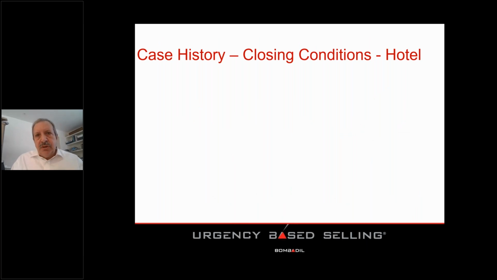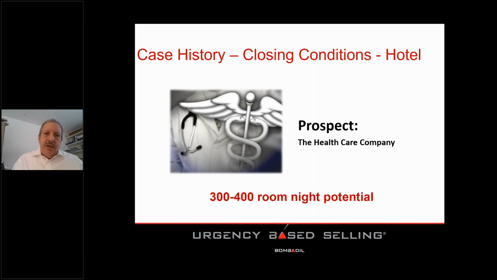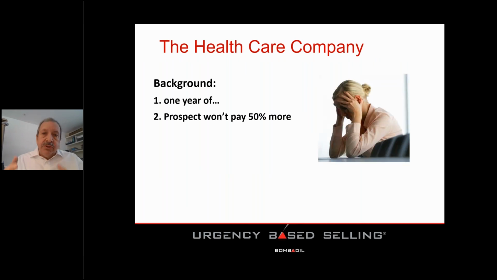Let's look at a case history of closing conditions where the decision maker has established a set of conditions that's easy for the incumbent to meet. We're selling hotel rooms. The prospect is a healthcare company, a pharma company. They send salespeople into our territory where we have 6 or 7 hotels, and they buy 300 to 400 room nights a year. So here's the background. For a year, the salesperson has been calling on this prospect. And we know what the closing conditions are. We have to have a room, it has to be clean, it has to be comfortable, but our price is 50% above the competitive price.